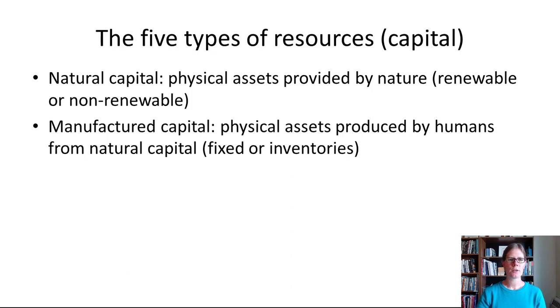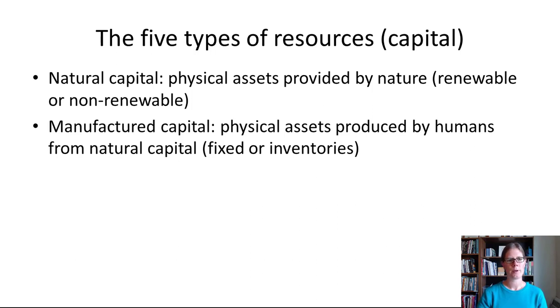Manufactured capital consists of physical assets that are produced by humans using natural capital and then used to produce other things. So for example, a bag of flour is considered manufactured capital because it's put through a manufacturing process that turns wheat into usable flour, and then it can be used to make bread. A pair of pliers is manufactured capital that was produced from metal ore. Most manufactured capital is fixed manufactured capital. That means something that can be used again and again to produce something else without being used up itself. So buildings, machines, tools, and highways are all examples of fixed manufactured capital.